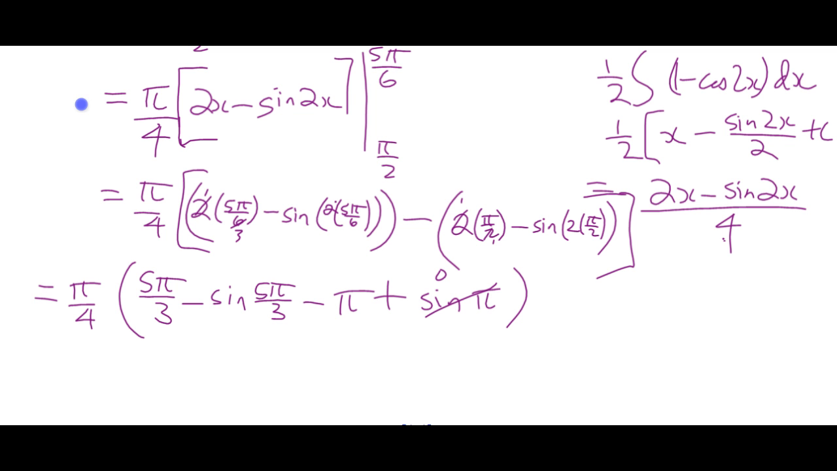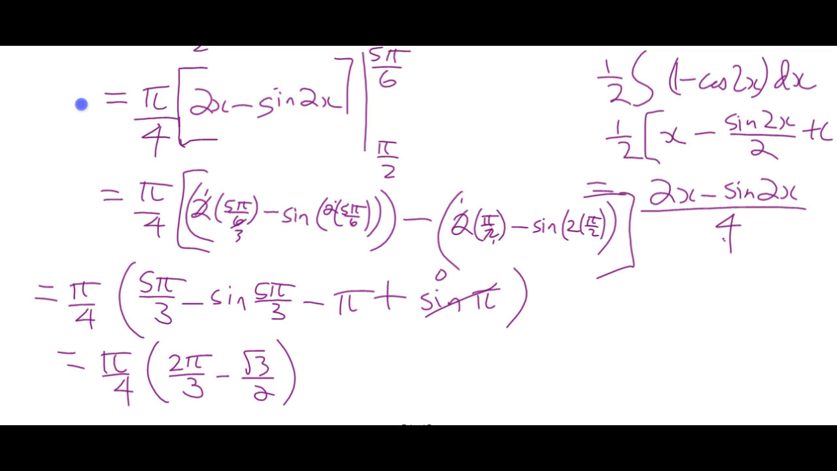So sine of 5 pi over 3 is the same as the sine of pi over 3, which is root 3 over 2. And it's positive, right? Quadrant 2. Okay, so what do we got? 5 pi, and then this is 3 pi, so it'll be 2 pi over 3 minus root 3 over 2.